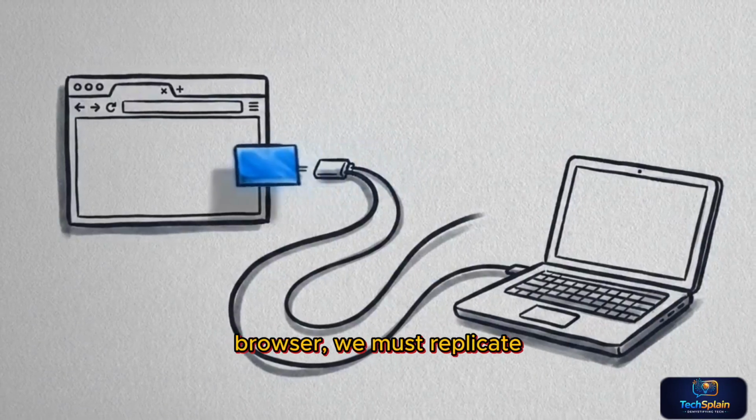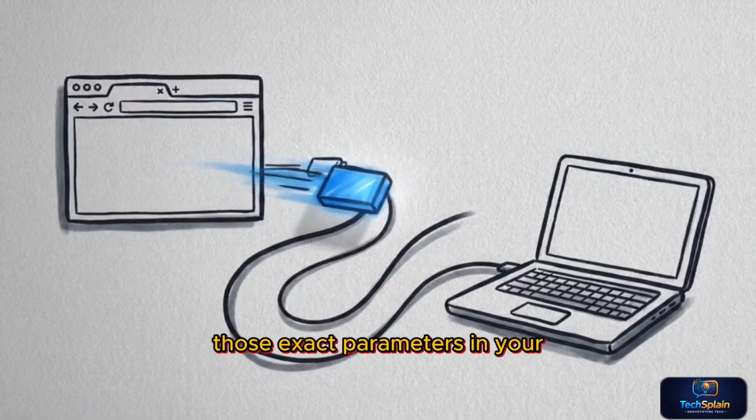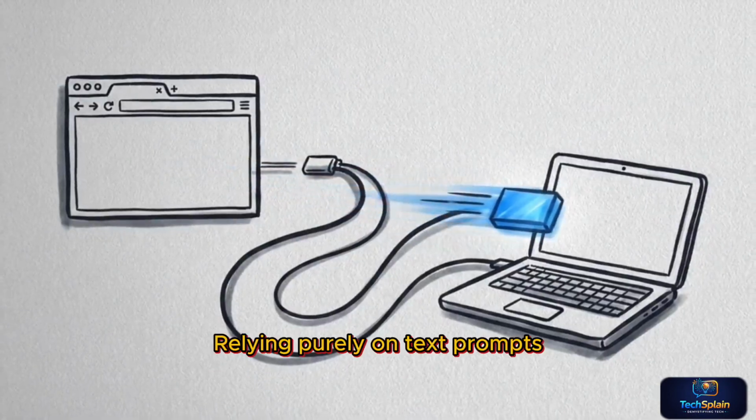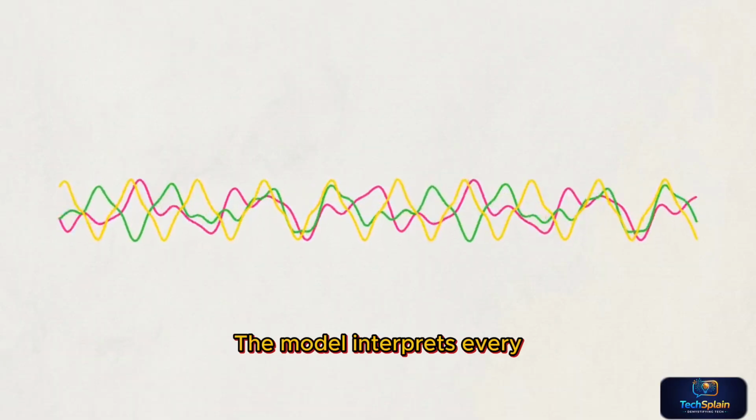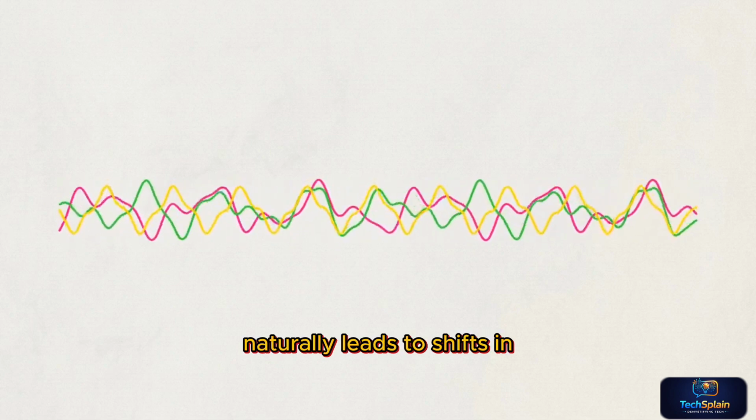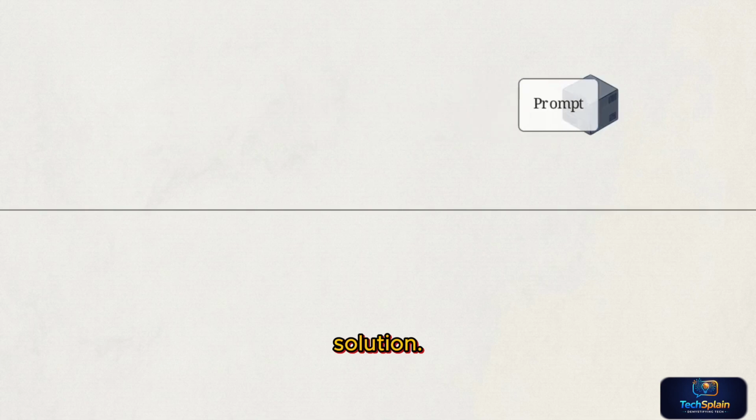With the voice perfected in browser, we must replicate those exact parameters in your local environment. Relying purely on text prompts causes a technical drift. The model interprets every request in isolation, which naturally leads to shifts in accent and delivery. This animation illustrates the solution.